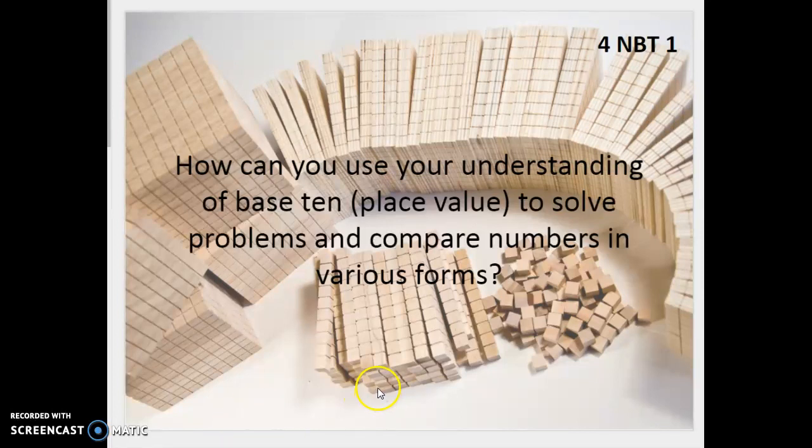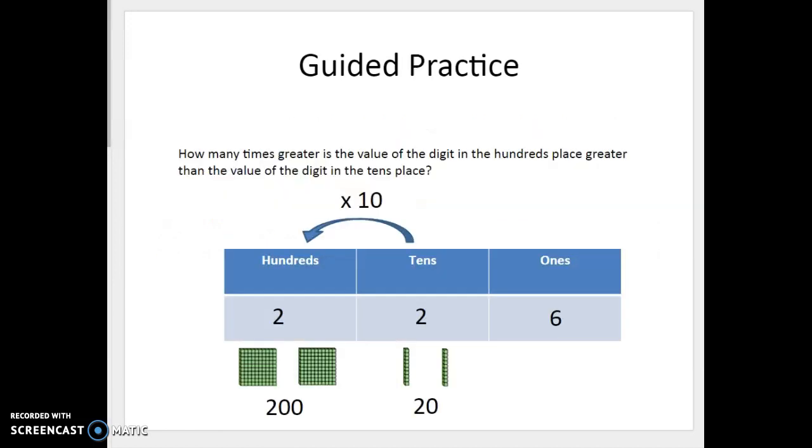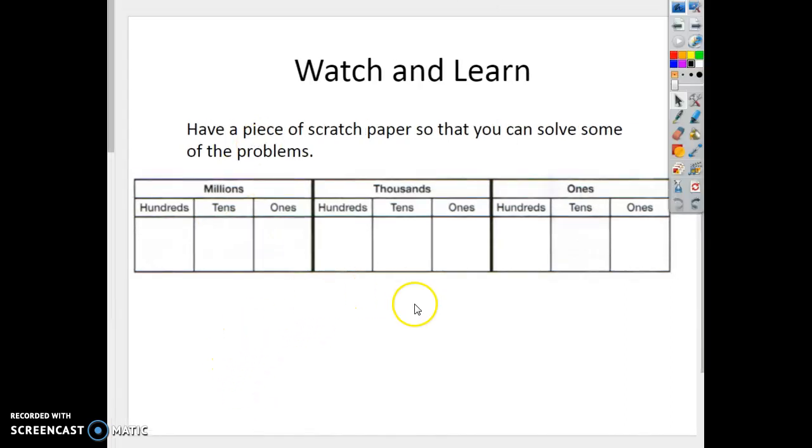Today we're going to be learning about place value. You've probably been learning about place value since first grade, but now we're getting into some more complicated skills with it. I'm just going to do a quick review on what place value is, and then get into the lesson. This should look pretty familiar to you, a place value chart. Again, I'm just going to review really quick.